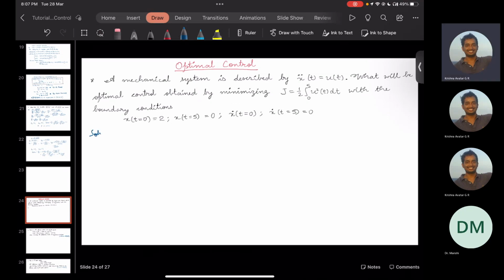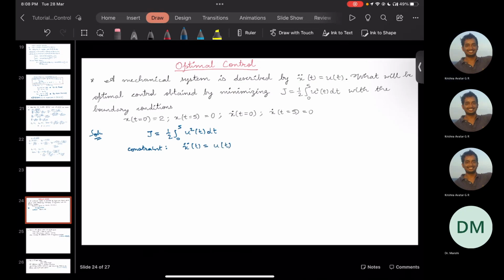Okay, so the optimal problem is J is equal to half integral 0 to 5 of u squared t dt, with the constraint x double dot t is equal to u of t, and x(0) is equal to 2, x(5) is equal to 0, and x dot 0 is equal to, obviously something here is missing.